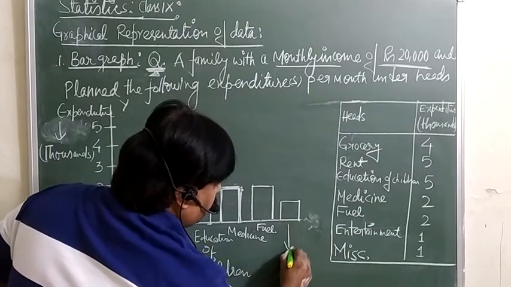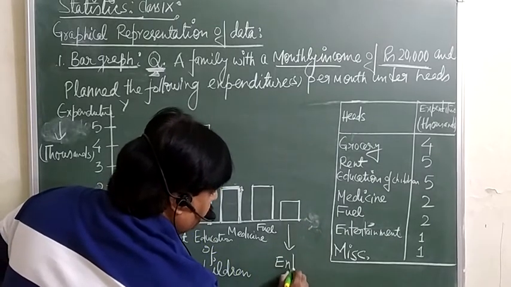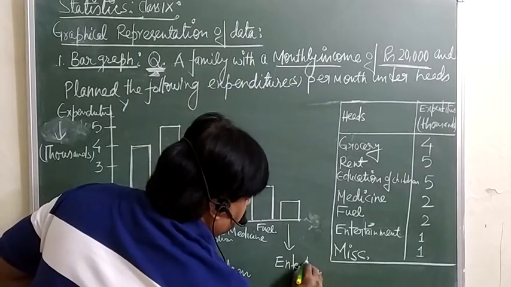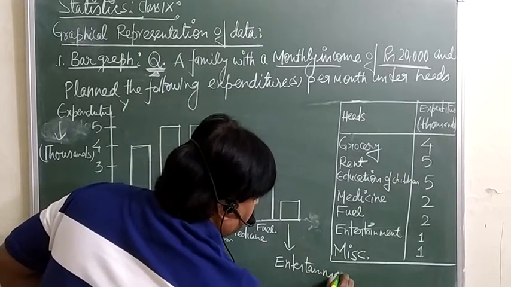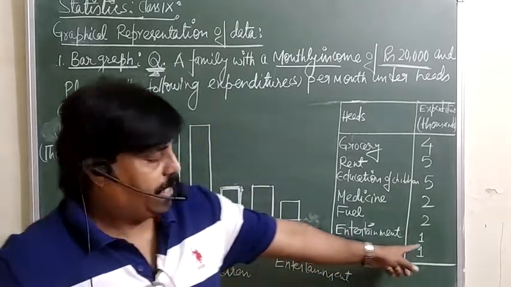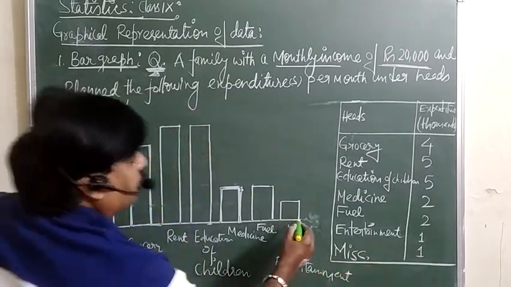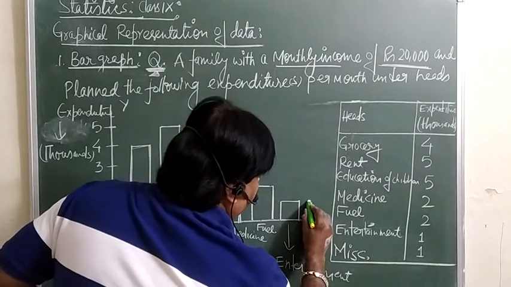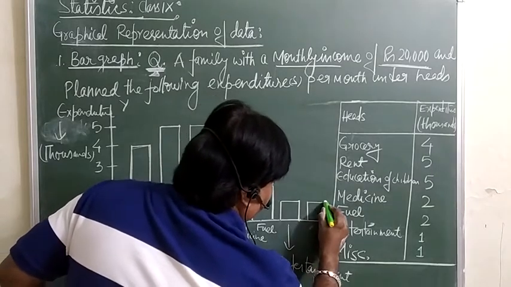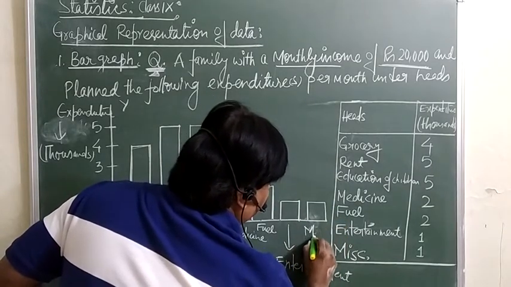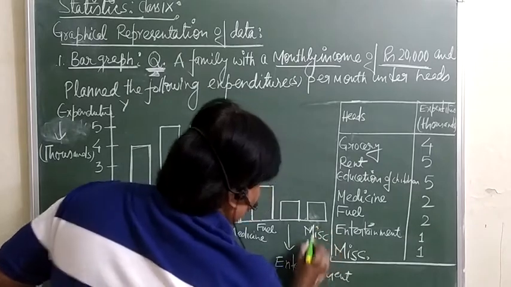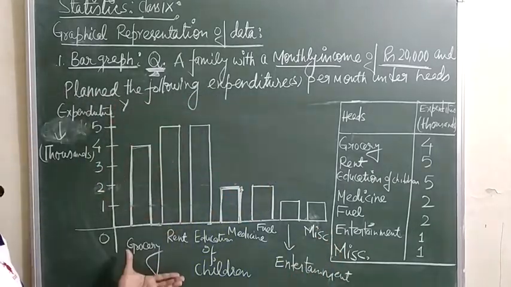This is the entertainment. We are going to spend the 1000 rupees on the entertainment. Now the miscellaneous is also 1000. So here you can make one more bar. This represents the miscellaneous. So likewise you can draw the graph.